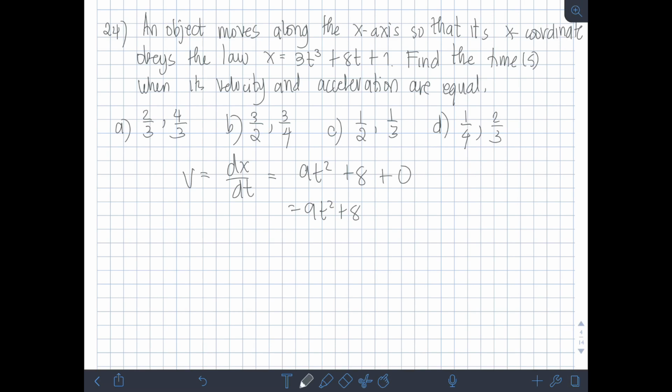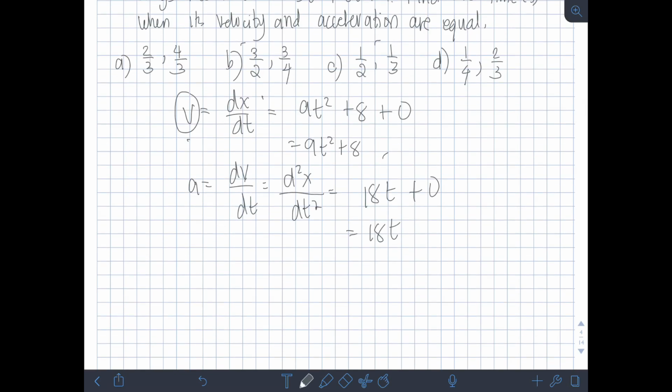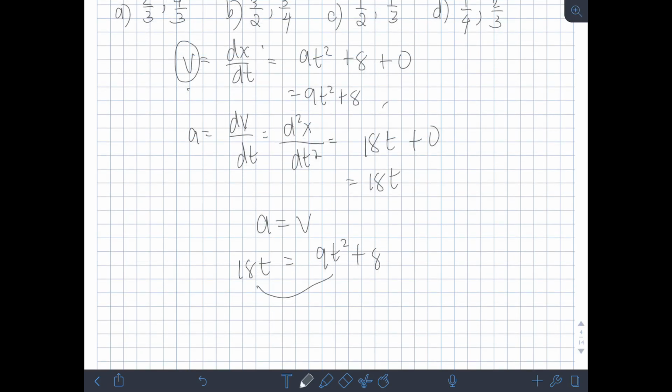Tapos, yung acceleration naman, derivative naman siya nung velocity v. So, dv over dt, or second derivative netong x. So, we have, pag derivative natin itong v, or yung first derivative ng x, which is itong 9t squared plus 8, we have 18t plus 0, or simply 18t. So, sabi, pinapahanap yung time kung saan equal yung velocity at acceleration. So, equate natin yung dalawang equation. A is equal to B. So, we have 18t is equal to V na 9t squared plus 8. Then, transpose na lang natin tong 18t sa kabila. So, magiging 9t squared minus 18t plus 8 is equal to 0.